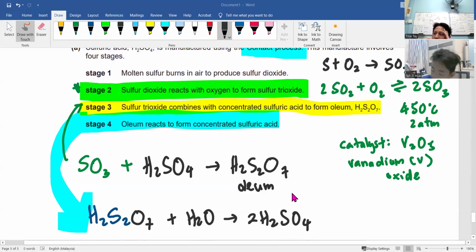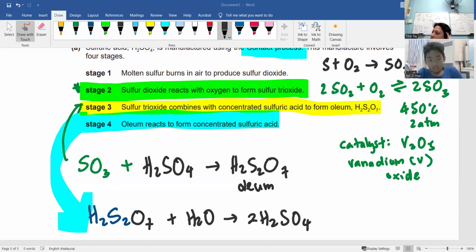I'm copying real quick. So this one is always a 4-step process. To make sulfuric acid is a 4-step process, but only the second one needs temperature, pressure, and catalyst. The rest no need. The rest just react. It will react by itself.